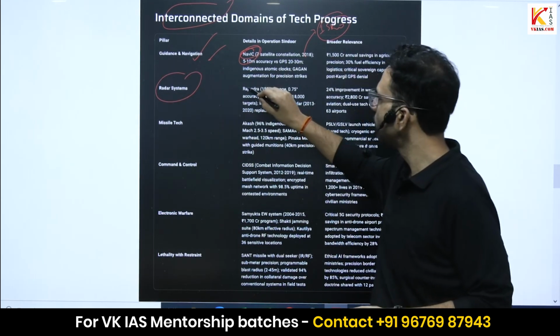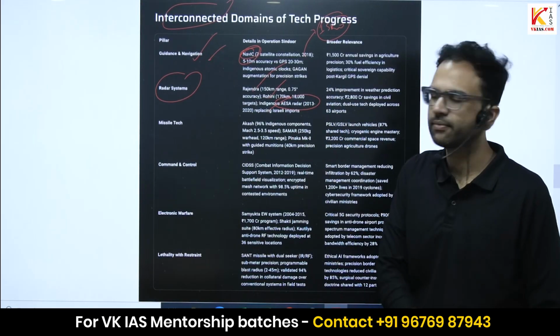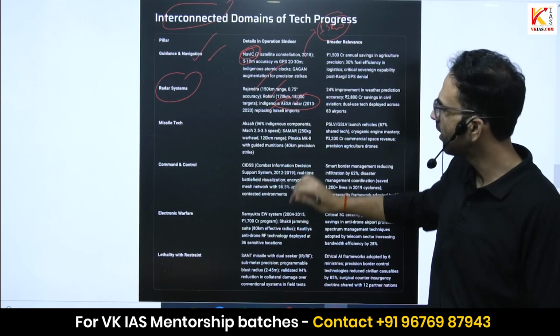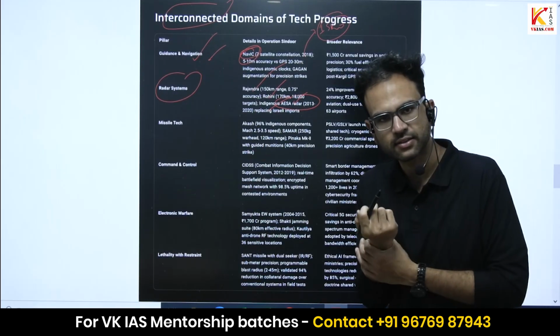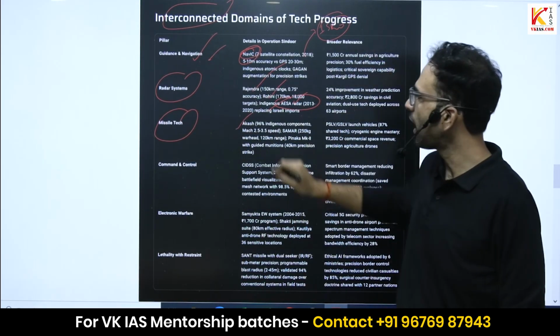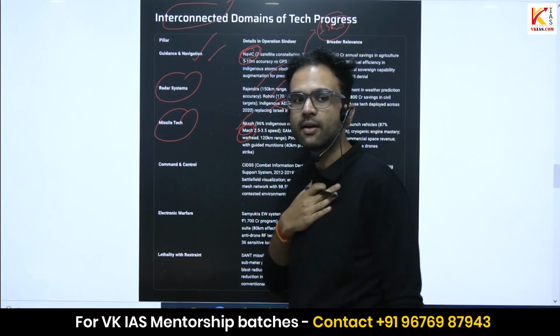Radar systems, we have many like Rajendra, Rohini, and AESA radar. What is this AESA radar, etc.? Details will be discussed in the static classes. Missile technology, we have had Akash. So there is something called Mach. What do you mean Mach?